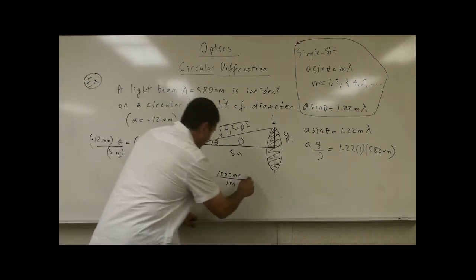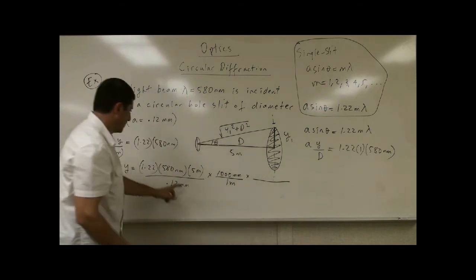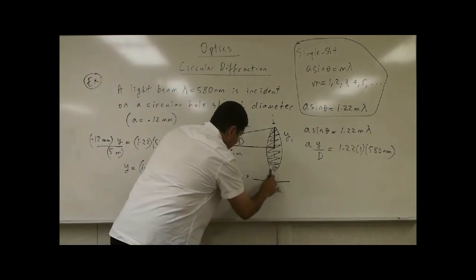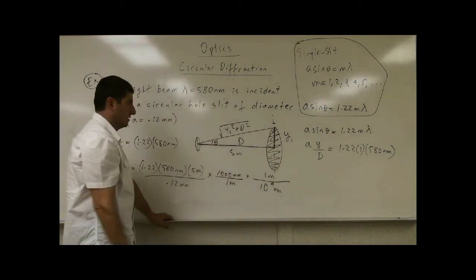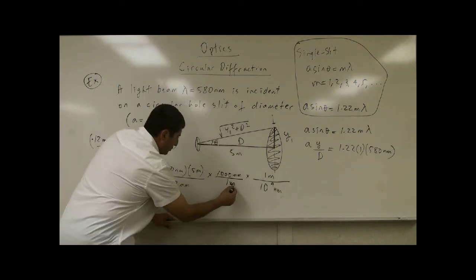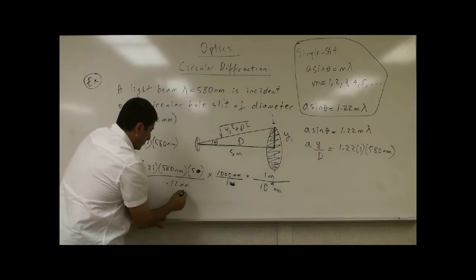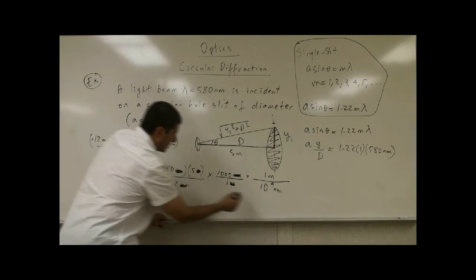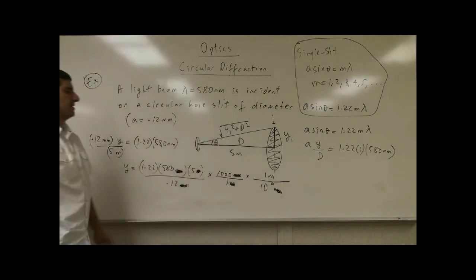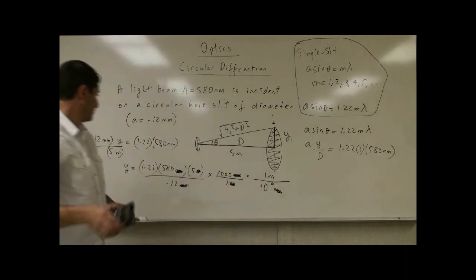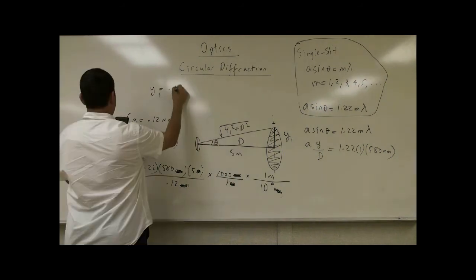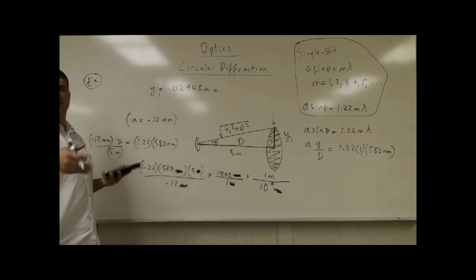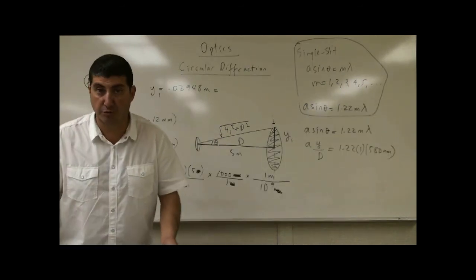And 10 to the 9th nanometers is 1 meter, right? So the meter will cancel the meter, the millimeter will cancel the millimeter, the nanometer will cancel the nanometer, and then my final answer will be in meters. Okay, so let's see what this comes out to. 0.02948 meters.